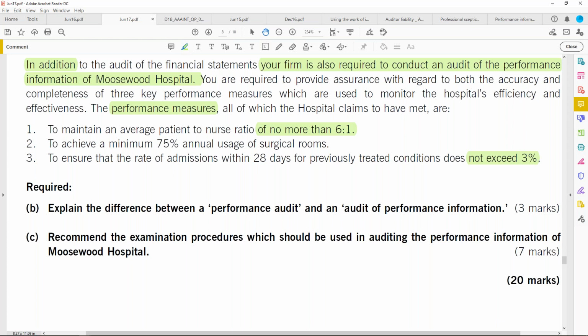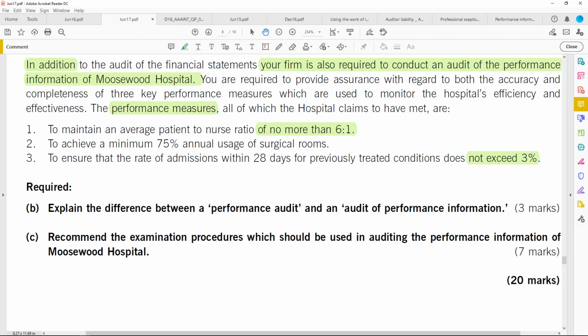So how to verify that Moosewood Hospital exactly has a 6 is to 1 ratio or less, not more than 6 is to 1? If at any time your ratio is more than 6 is to 1, you are not meeting the objective. So you need to see on a monthly basis that the ratio is 6 is to 1 or less, not more than that, right? So that's the first parameter.